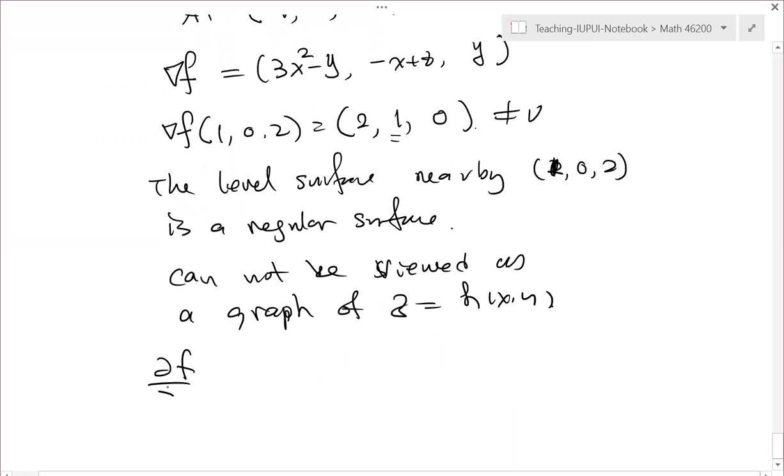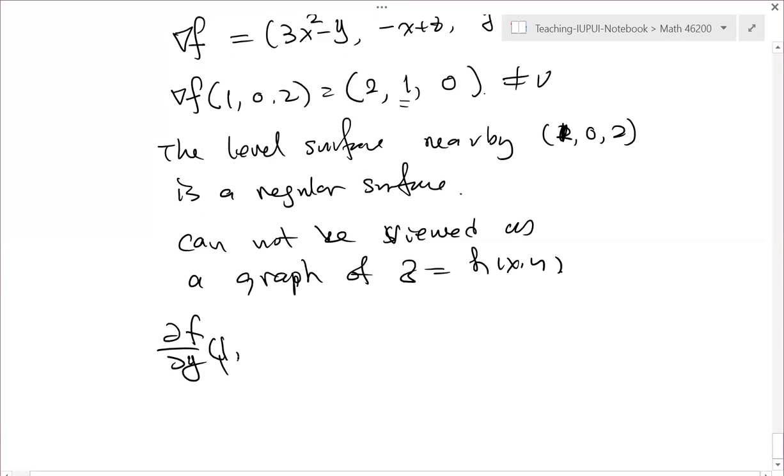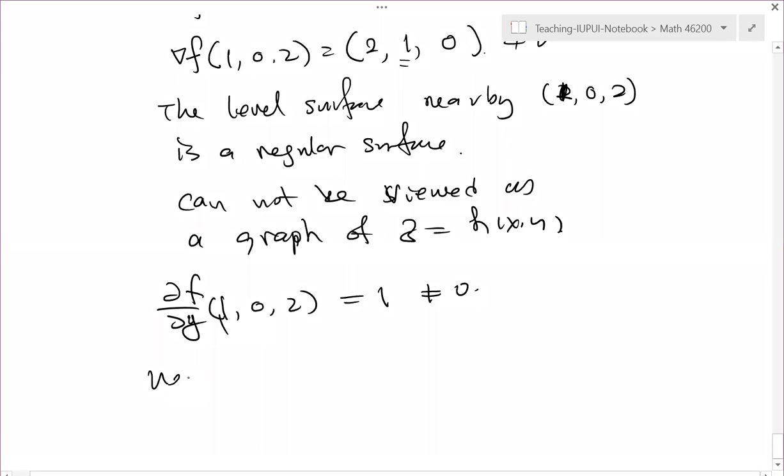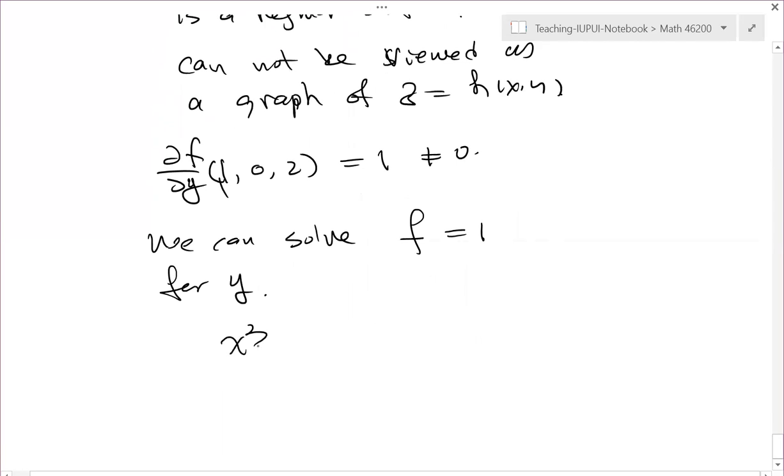Because the partial derivative with respect to y at (1, 0, 2) is going to be 1, which is not going to be 0. Great. So we can solve this equation f equals 1 for y. So let's try. What is f? x cubed minus xy plus yz equals 1, right?